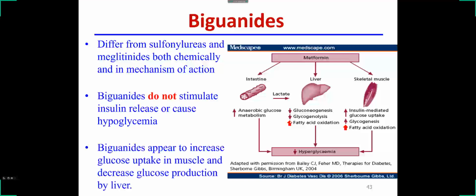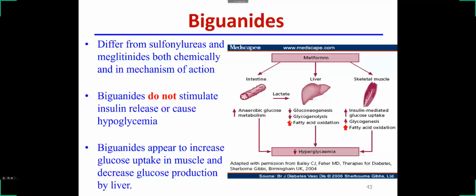So the biguanides appear to increase glucose uptake in the muscle and decrease glucose production by the liver. So they have multiple targets in a similar way to insulin. They target the intestine, the liver, and the skeletal muscle. Within the intestine, they're going to drive up anaerobic glucose metabolism. Within the liver, they're going to drive down gluconeogenesis and glycogenolysis and increase fatty acid oxidation. All of these things will decrease hyperglycemia.